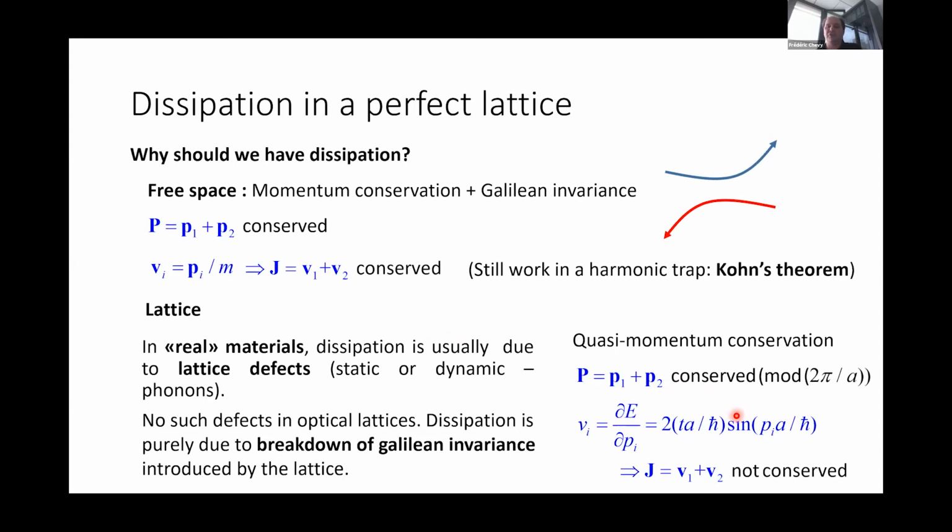And so if you look at the total current, it is not conserved during a collision. So there will be two effects that will damp the current of particles. First, simply the fact that we don't have a linear relation between V and P, and also these so-called umklapp processes, which tell you that quasi-momentum is not, strictly speaking, conserved. It's conserved up to a vector of the reciprocal lattice.